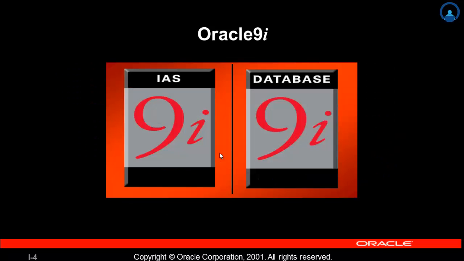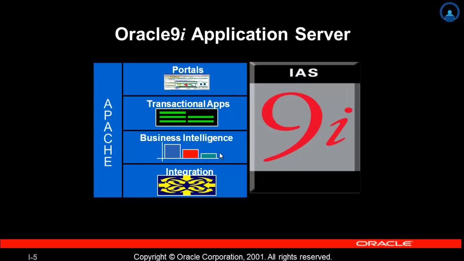Now, there are two products, Oracle 9i Application Server and Oracle 9i Database, that provide a complete and simple infrastructure for Internet applications. We move on with Oracle 9i Application Server. The Oracle 9i Application Server, that is Oracle 9i AS, runs all your applications. The Oracle 9i Database stores all your data.